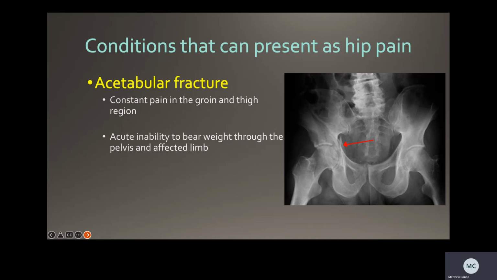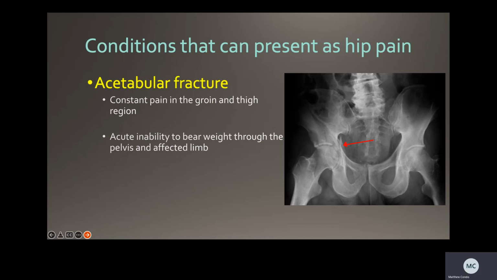Acetabular fractures are a big one, right? We're going to see this one with a lot of high impact. We're going to see this sometimes in our elderly population, if they slip and fall, if they slip on the ice or something like that. Sometimes they don't fracture the actual hip or the femoral head. Sometimes the femoral head just goes straight through the acetabulum, and that's a problem. With acetabular fractures, we're going to have near constant or constant pain in the groin or the thigh region.